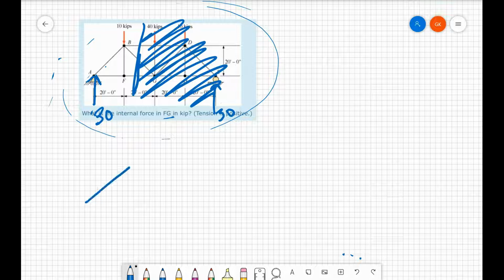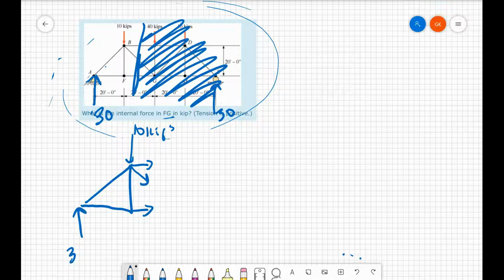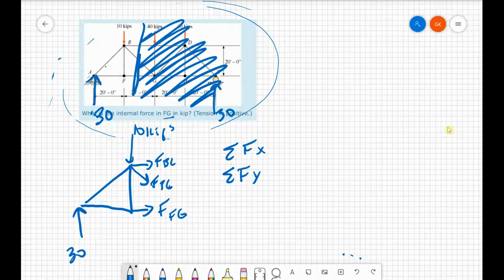And I redraw it. So I'm going to redraw my beam. It looks something like this. And wherever I cut a beam, I just replace it with a force. Okay, something like this. And I have the 10 kips still here. I have the 30 kips here. I have force FG, which is what I want to find. I have force BG right here, which I don't really care about. And force BC right here, which I also don't care about. With the method of sections, you get 3 more equations. I get the sum of the forces in the X, the sum of the forces in the Y, and finally, the sum of the moments about an arbitrary point.